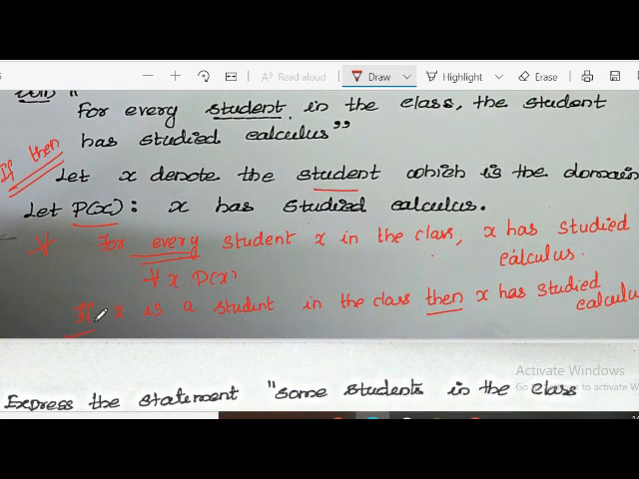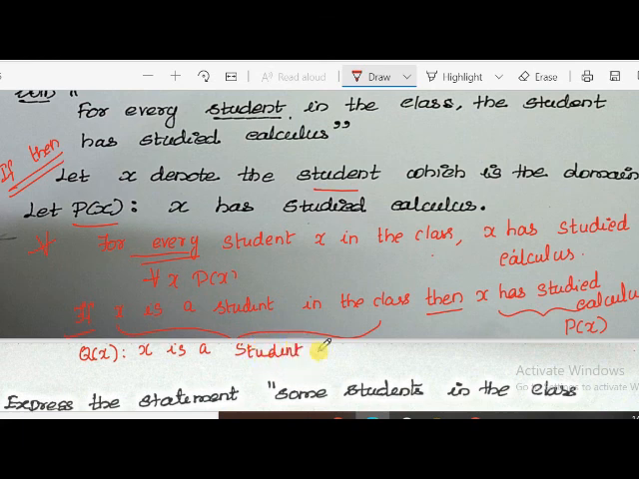Let us take first q of x, so we can take the next statement. Let q of x denote the statement. So I can take this statement. The statement x has studied calculus I have taken as p of x. So I have not given a notation to this statement yet. Let me take another statement as let q of x denote the statement such that x is a student in the class. I'm going to take like this. X is a student in the class.